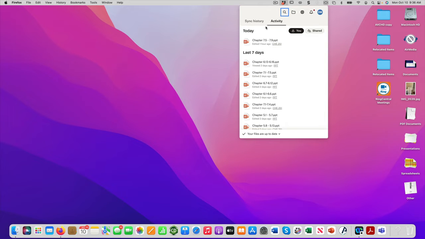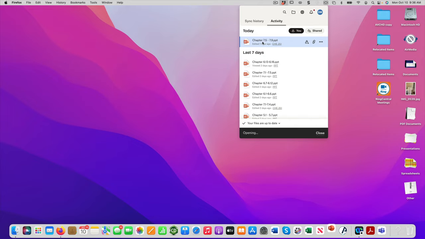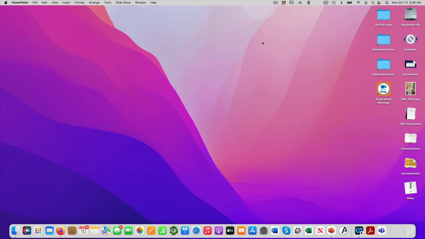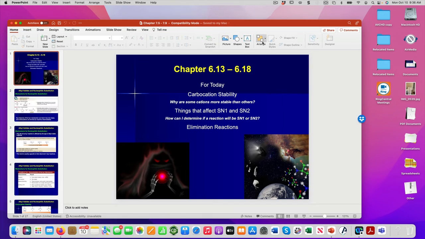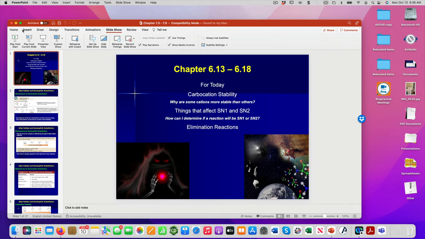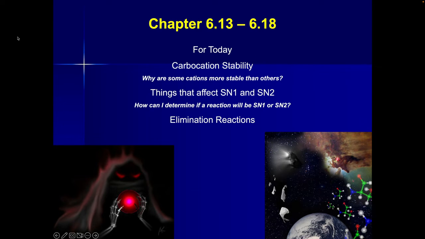Why is one more reactive than the other? Why is this 8 times faster than this? Electrons. Electrons are always involved in chemistry, right? But why? Bromide is a better leaving group, as the video says. It is a better leaving group, but why? Why?